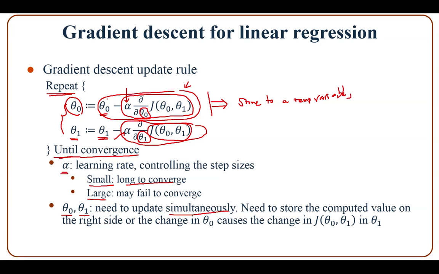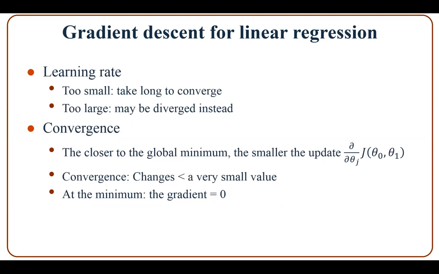So then after this, you update. So you've got to remember this. You've got to update all the parameters simultaneously, and you have to specify the learning rate carefully. If it is too small, then it takes long to converge, and otherwise if it is too large, then it may diverge instead. And this is actually summing up some notes that we talked about before.